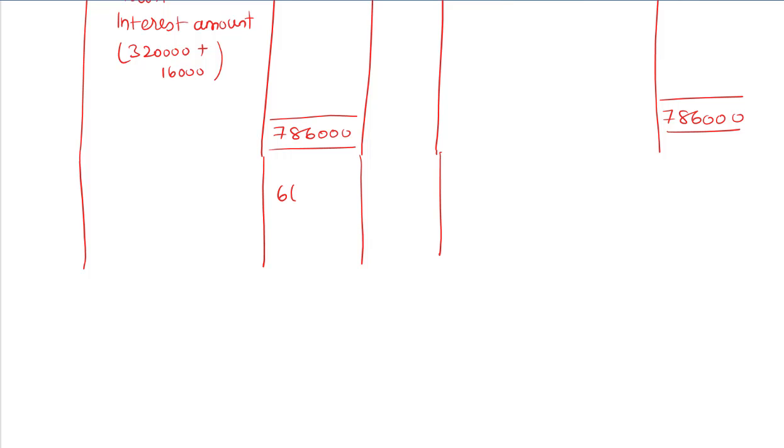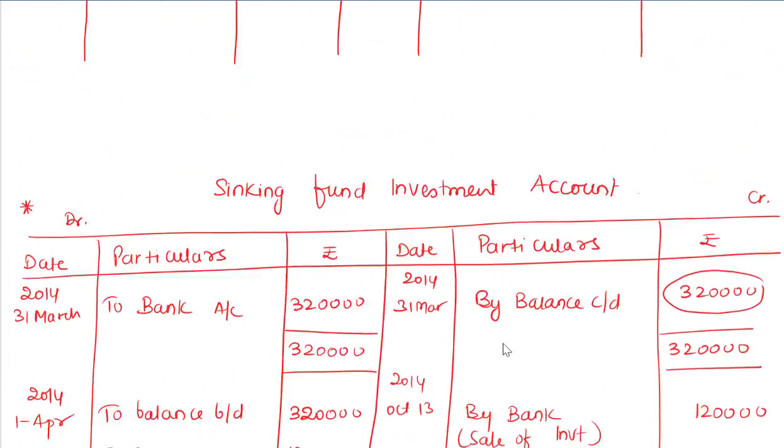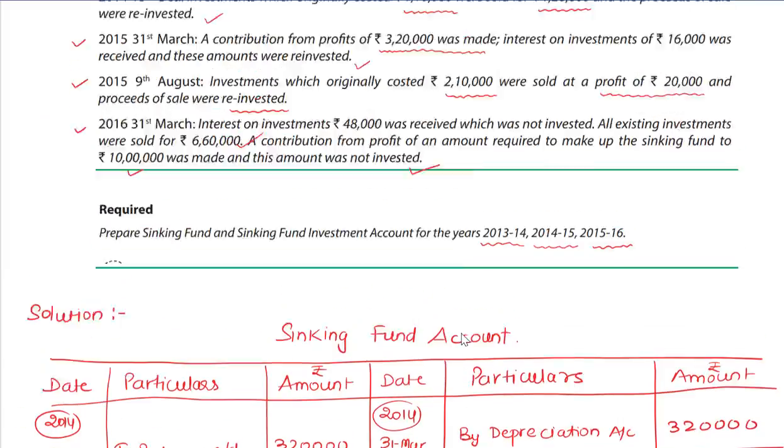Third year. Opening balance will be 6,66,000. To balance brought down 6,66,000, 1st April 2015. Let us go to the question back.